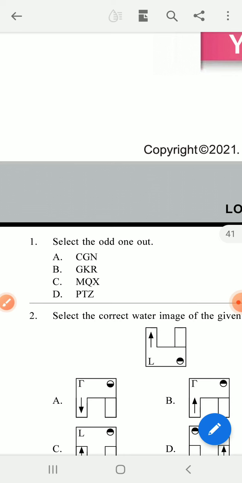But in case of PTZ, P to T is PQRST, there are 5. But T to Z, I think the difference is not 7 letters. So 5 letters or 5 letters. So PTZ is the odd one. So you can say PTZ is the answer.